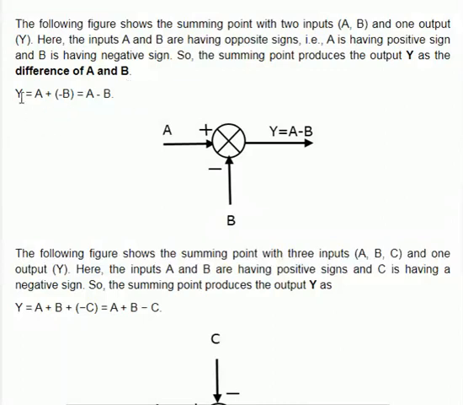How to write that? Y is equal to A plus, into bracket, minus B, because B has the negative sign. So you can take that as minus B. That's why we write A minus B, since plus into minus is minus. So A minus B is the output from this summing point.